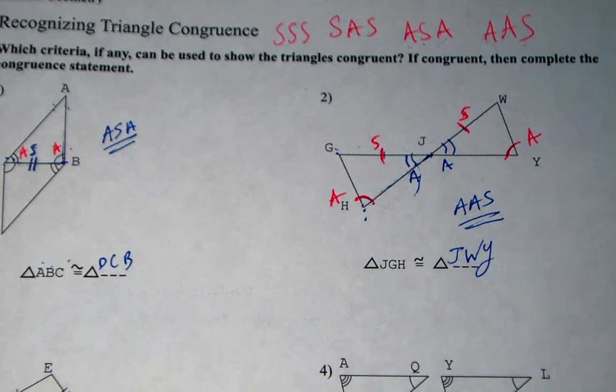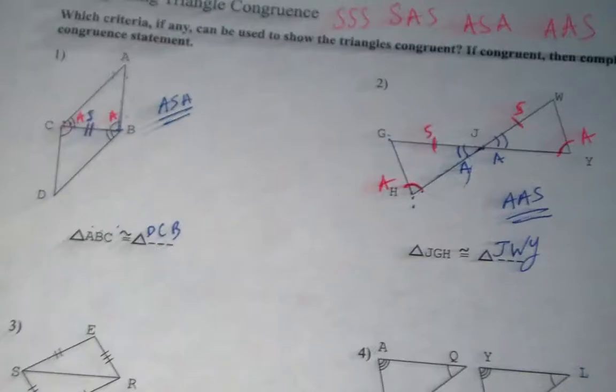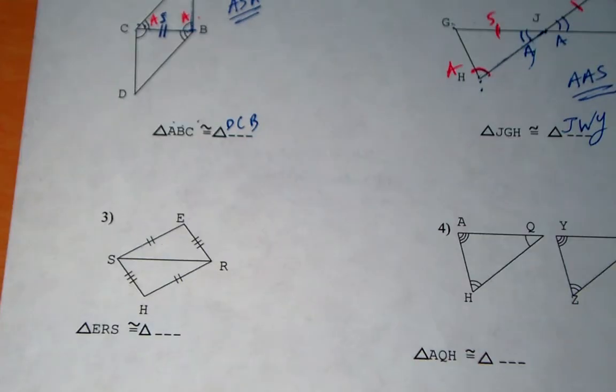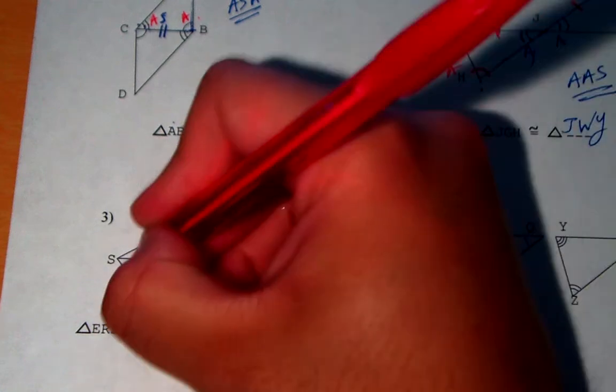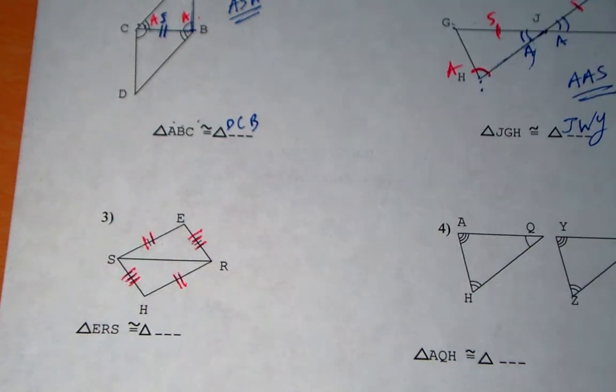Alrighty. Let's look at a couple more. All right, so what are we given here? We're given some side information. That pair of sides congruent. This pair of sides congruent. And that's all we're given. We're given no angles at all. Right? No little stripes in the corners of any of the vertices there.